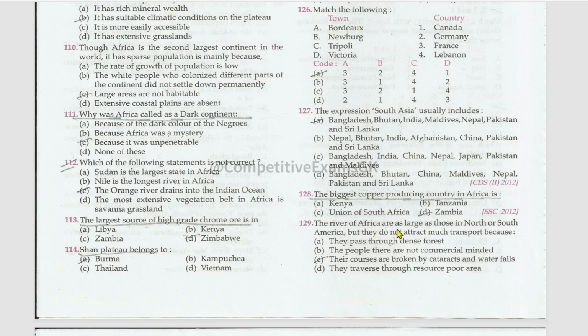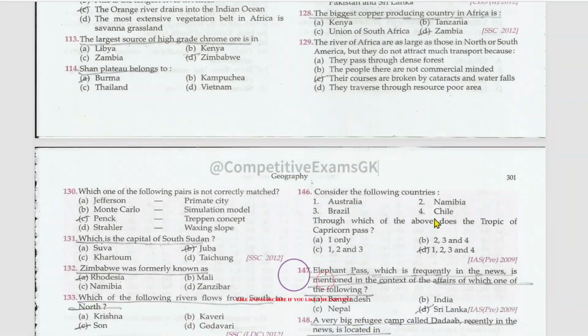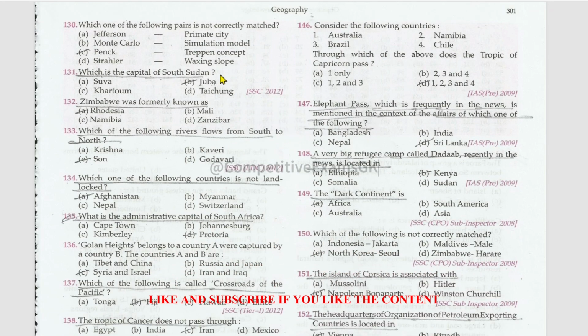The rivers of Africa are as large as those in North or South America, but they do not attract much transport because their courses are broken by cataracts and waterfalls. Which one of the following pairs is not correctly matched? Pinch, Trepan concept. This is not correctly matched. Other than this, all three are correctly matched.